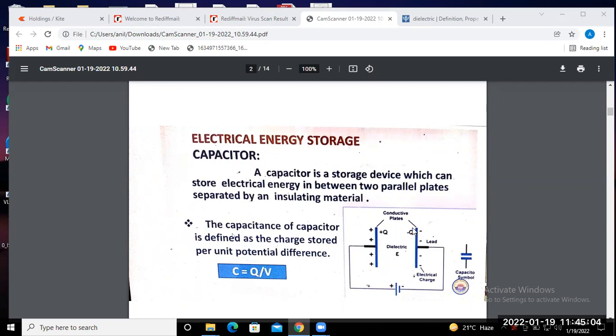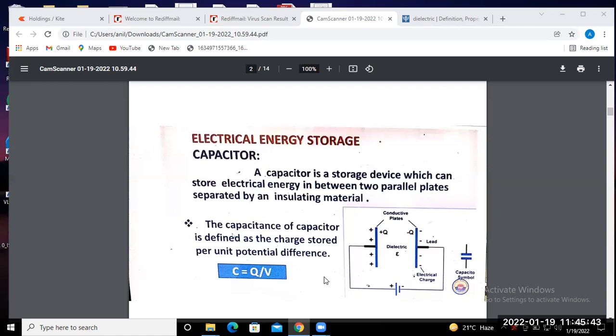Okay. Positive and negative. So charge is stored in the positive plate, represented by plus Q, and this plate has negative charge, represented by minus Q. When this capacitor is connected with a battery, the positive charge and negative charge are stored in this plate and this plate respectively. This is the electrical symbol of the capacitor, two parallel plates.